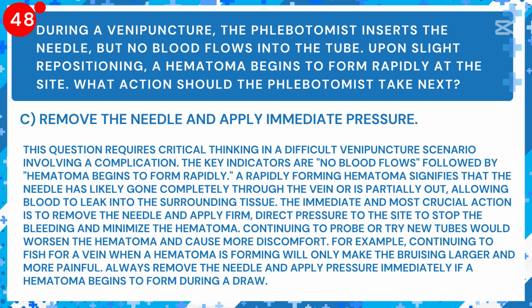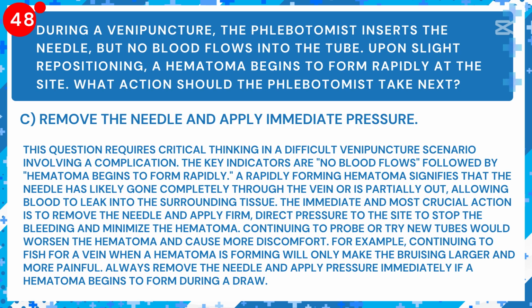Answer: C. Remove the needle and apply immediate pressure. Explanation: this question requires critical thinking in a difficult venipuncture scenario involving a complication. The key indicators are no blood flows followed by hematoma begins to form rapidly. A rapidly forming hematoma signifies that the needle has likely gone completely through the vein or is partially out, allowing blood to leak into the surrounding tissue.